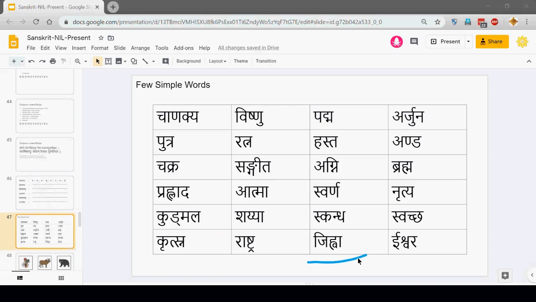Okay, the next one. Jihva. G first part, then ha. Ha with a sudden stop, and va. Jihva. So jih, that ha sudden stop, jihva. Jihva is tongue.